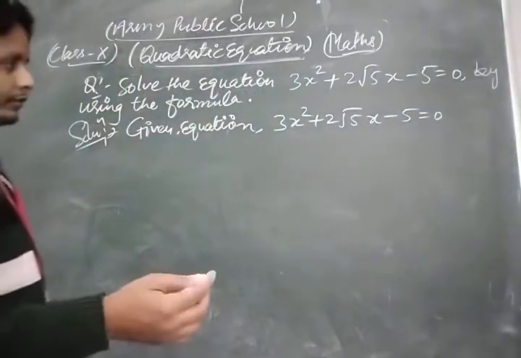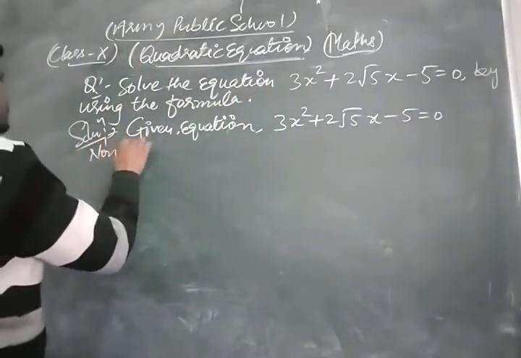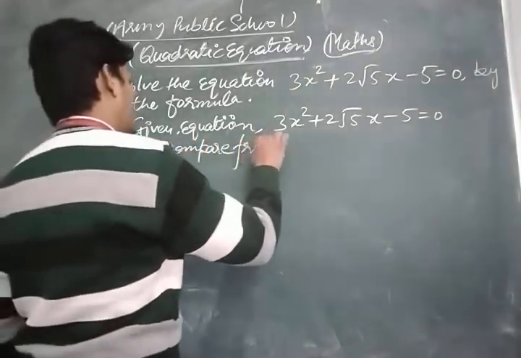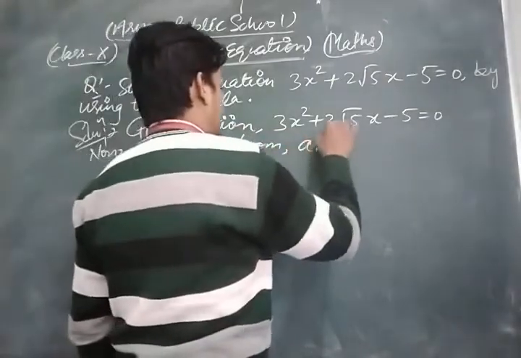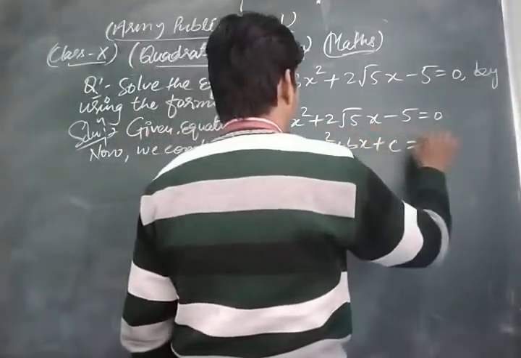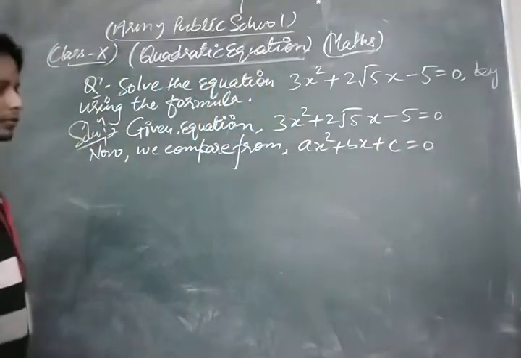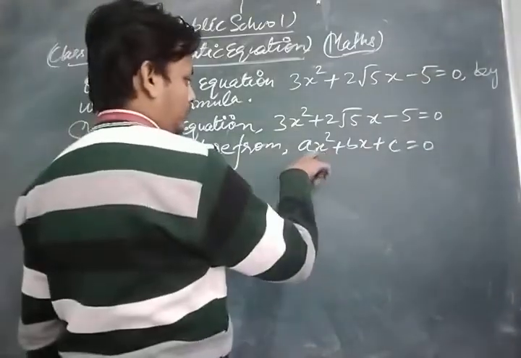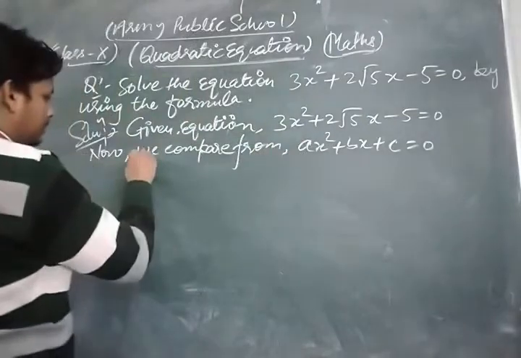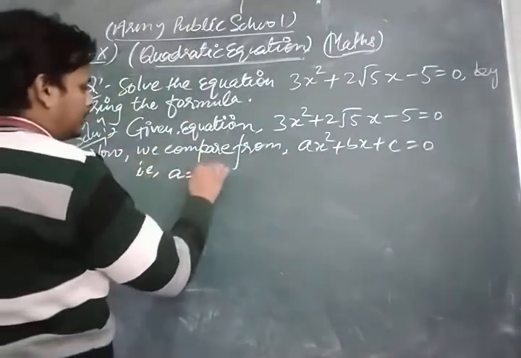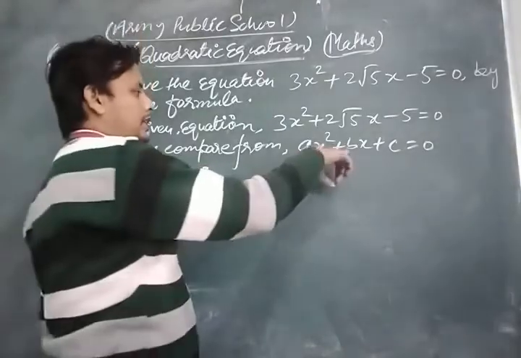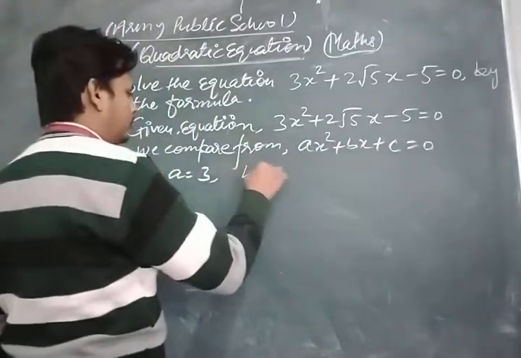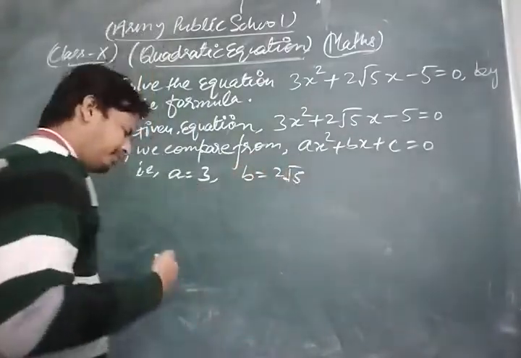Now we compare with the equation ax square plus bx plus c is equal to 0, the general form of the quadratic equation. Here the coefficient of x square is a, that is 3, so the value of a is 3. Now b is the coefficient of x, here 2 root 5. So the value of b is 2 under root 5.